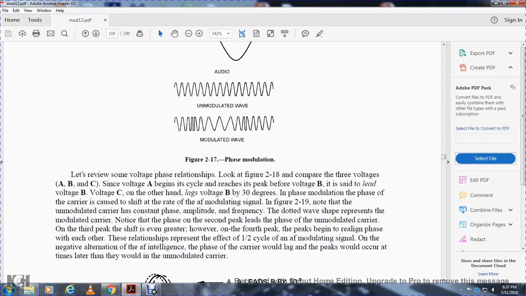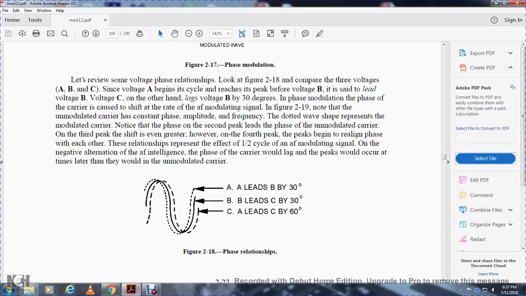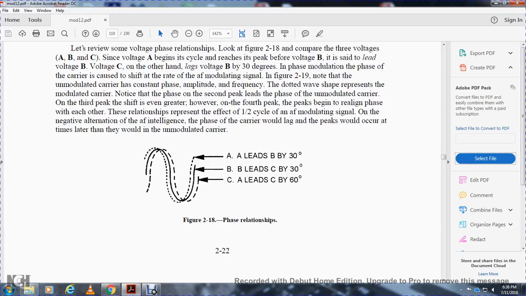Note that the phase of the second peak leads the phase of the unmodulated carrier, and at the third peak the shift is even greater. However, on the fourth peak, the peaks begin to realign in phase with each other. This relationship repeats within each half cycle of the audio frequency modulation signal. On the negative alternation of the audio frequency intelligence, the phase of the carrier would lag and peaks would occur at times later than they would in an unmodulated carrier. Voltage A leads B by 30 degrees, B leads C by 30 degrees, and A leads C by 60 degrees.